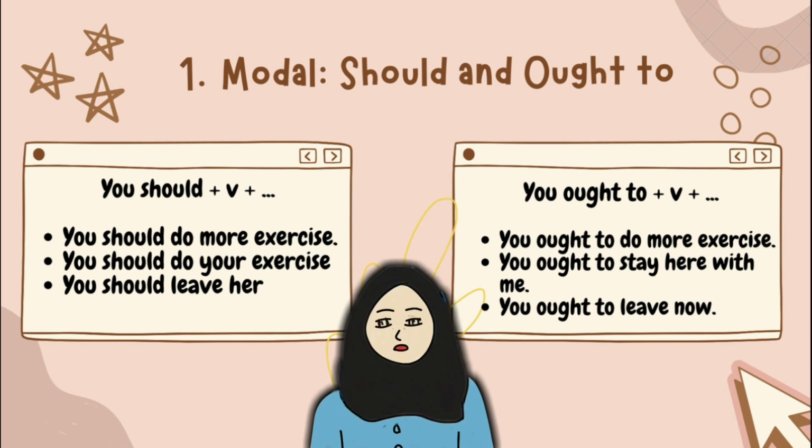And then the next is you ought to. The formula is you ought to plus verb. For example, you ought to do more exercise. You ought to stay here with me. You ought to leave now.